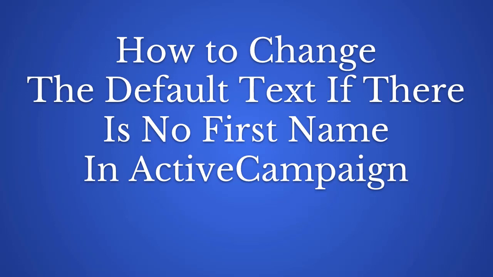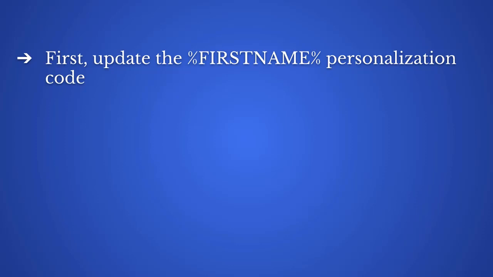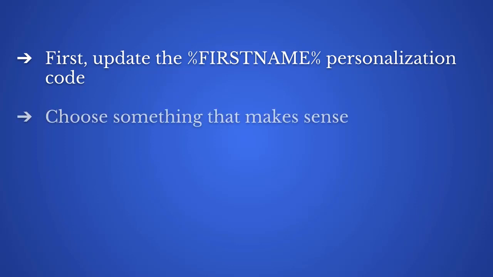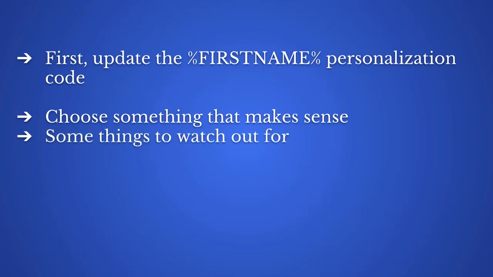In this video, you're going to learn how to change the default text inside of ActiveCampaign. So the first step is we need to update the first name personalization tag inside of ActiveCampaign. Secondly, you have to come up with something to replace the first name with that makes sense. And I'm also going to give you some warnings on things to watch out for when you're trying to do this.